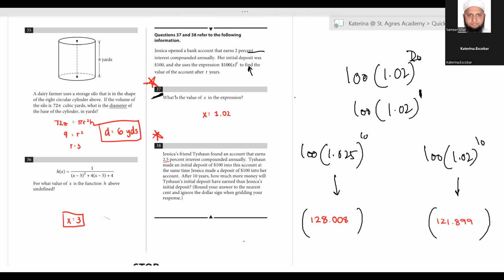Hold on. Okay, but the question is to round your answer to the nearest cent and ignore the dollar sign. So the nearest cent would be 6.11. 6.11. I'll be checking. Yeah, that's exactly the right answer. 6.11 is the right answer. I got it then. Great.